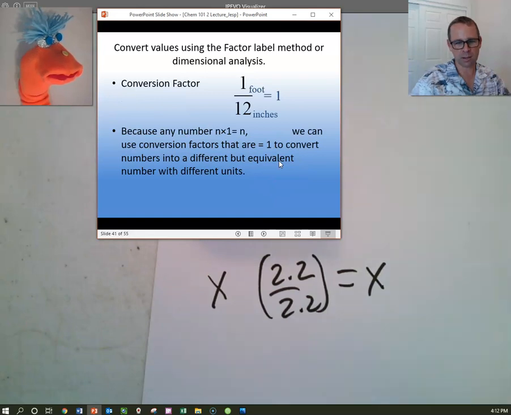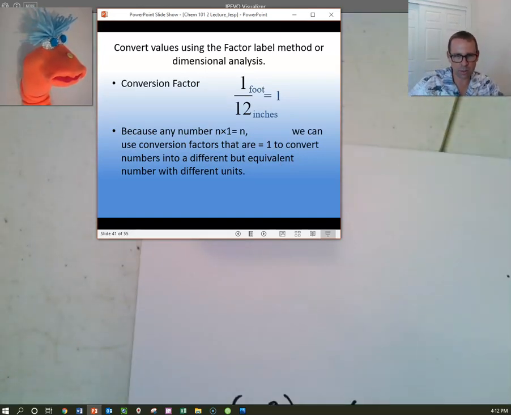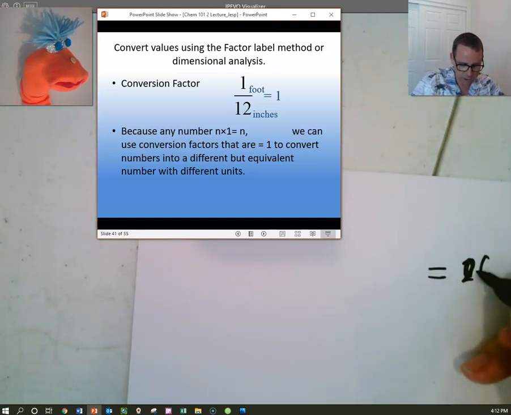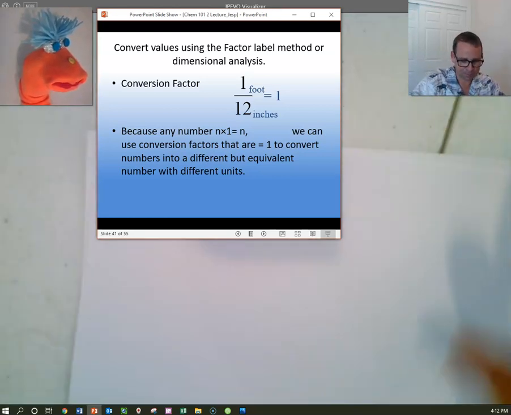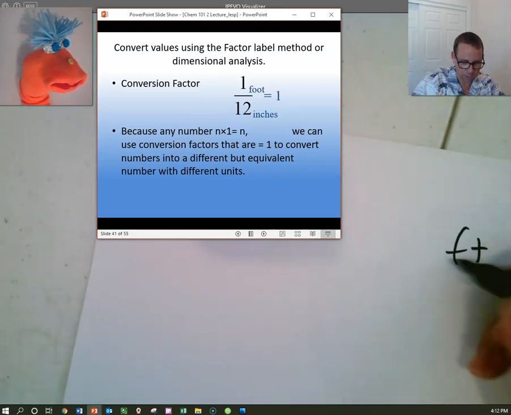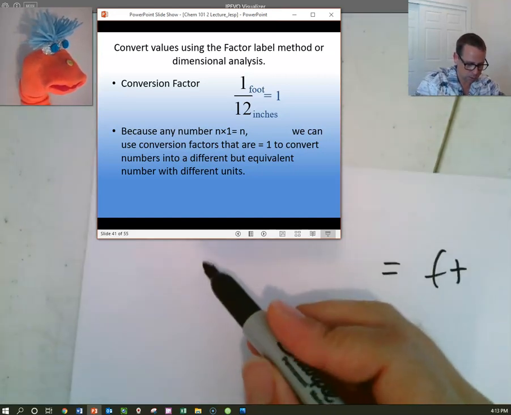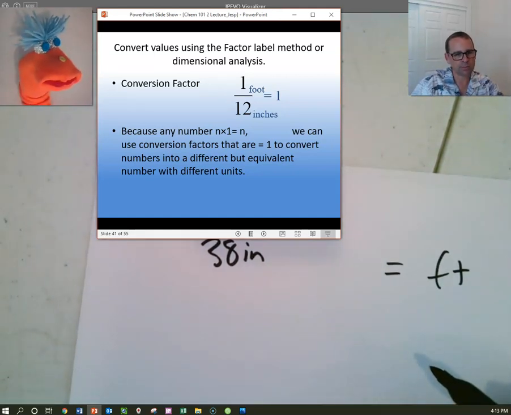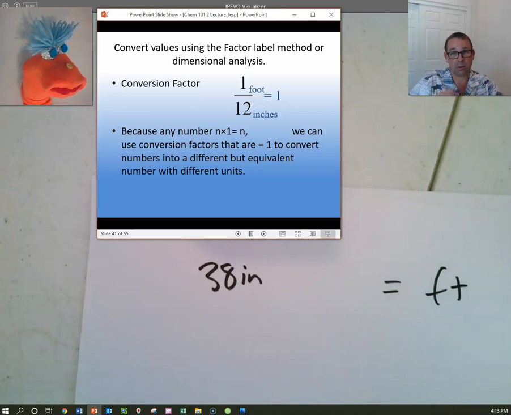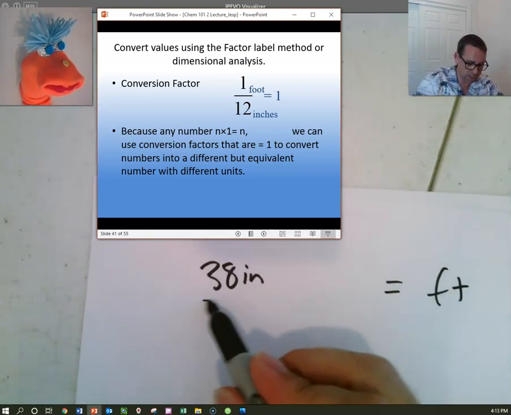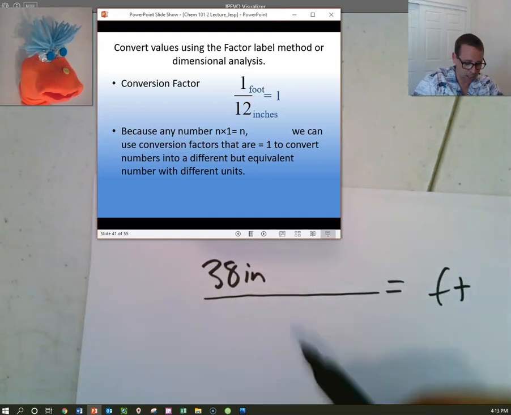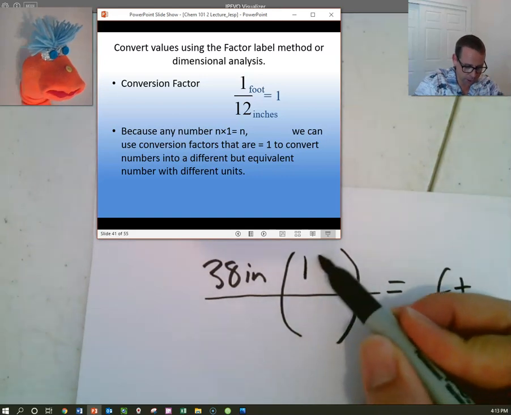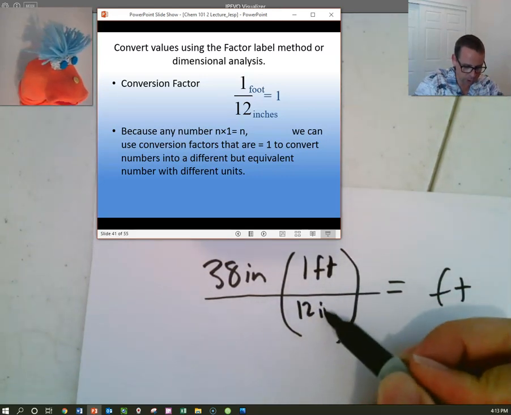Now, I can use that as a conversion factor to answer questions like how many feet are there in 38 inches? Why don't you just divide by 12? That's right. But what we have here is the ability to take that 38 and multiply it by our conversion factor. And our conversion factor is 1 foot equals 12 inches.